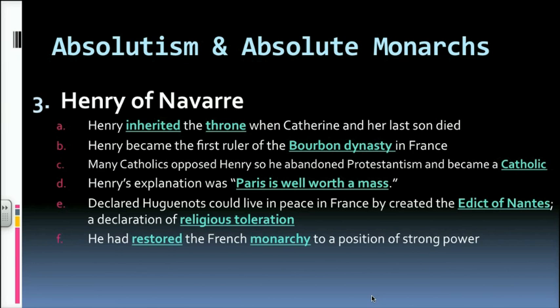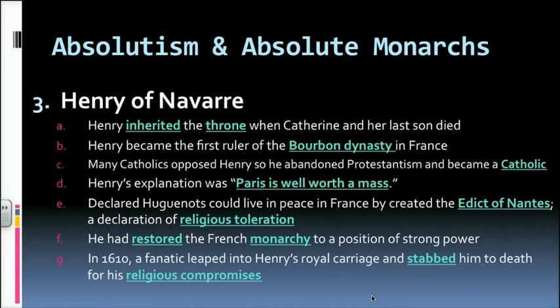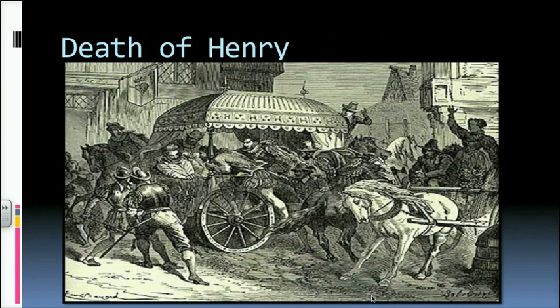But not everybody liked Henry because of it, and so in 1610, a fanatical religious person leapt into Henry's royal carriage and stabbed him to death for his religious compromises. How dare you help out the Protestants by issuing the Edict of Nantes. So I've got an image here. It's not a real good one, but an image of Henry being stabbed here in his carriage, and he was killed. What this has done, though, this has established the Bourbon dynasty, and it's brought about power within France.